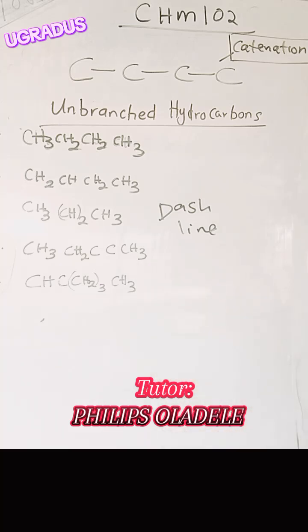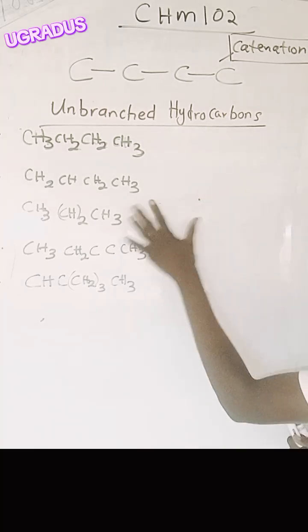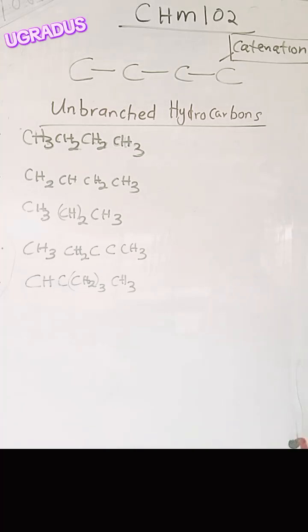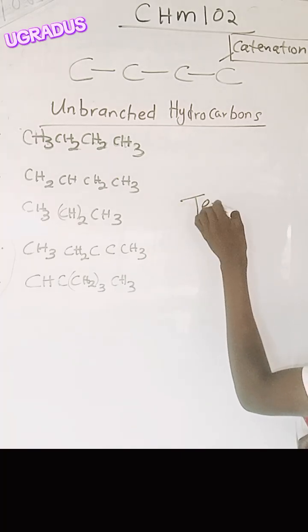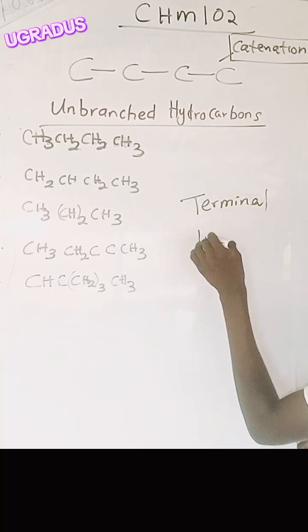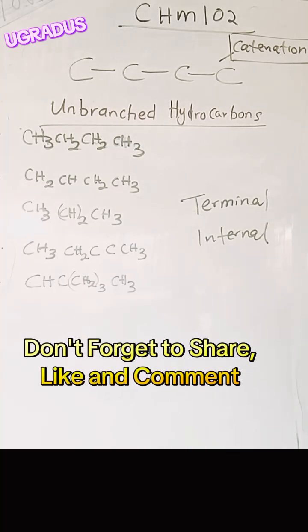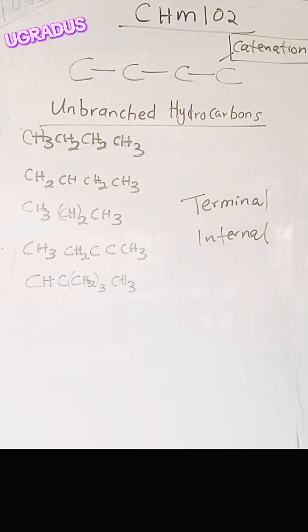We have condensed it. Alright, so our focus in this tutorial is how to interpret a condensed formula into a dash line structural formula, and how we can name the compound. But before we continue, let me tell you something that you have to know. In every organic compound, there's what we call terminal carbon, and there's what we call internal carbon. So in every organic compound, there are 2 kinds of carbon: the terminal carbon and the internal carbon. The terminal carbons are the carbons located at the edge, while the internal carbons are the carbons located within the chain.